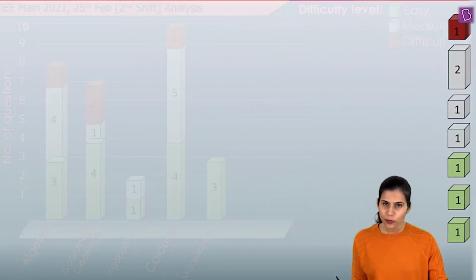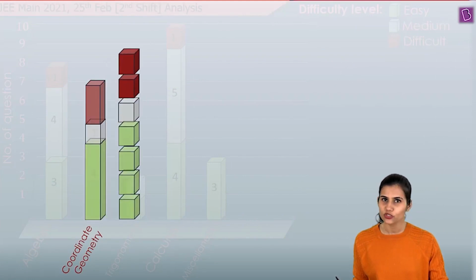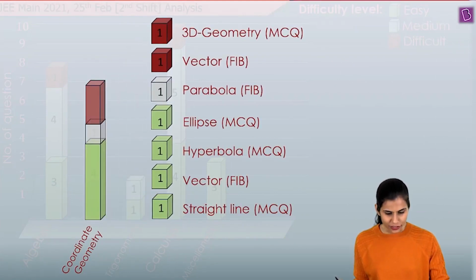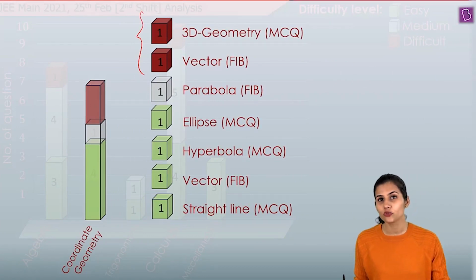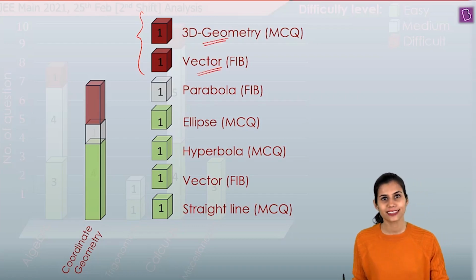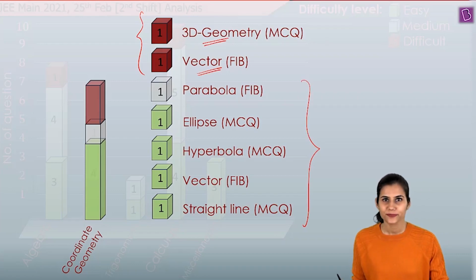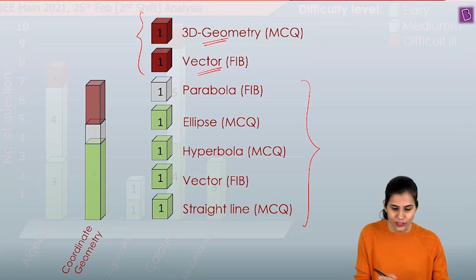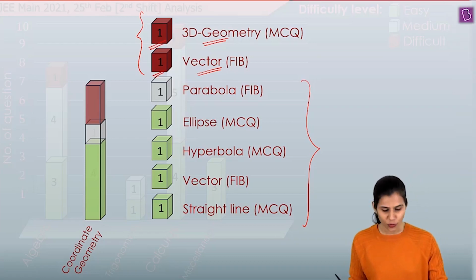Moving ahead, let us explore the behavior of the next unit, which is coordinate geometry. So in here, there were 2 questions which were very, very challenging to crack. One from 3D geometry, the other from vectors. Whereas the remaining ones all belonged majorly to the easier category. Okay, we will check out what actually made these questions difficult in the discussion which is going to follow.